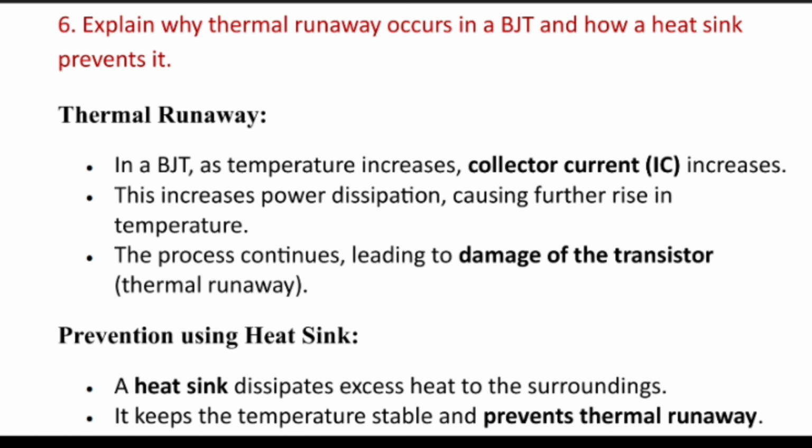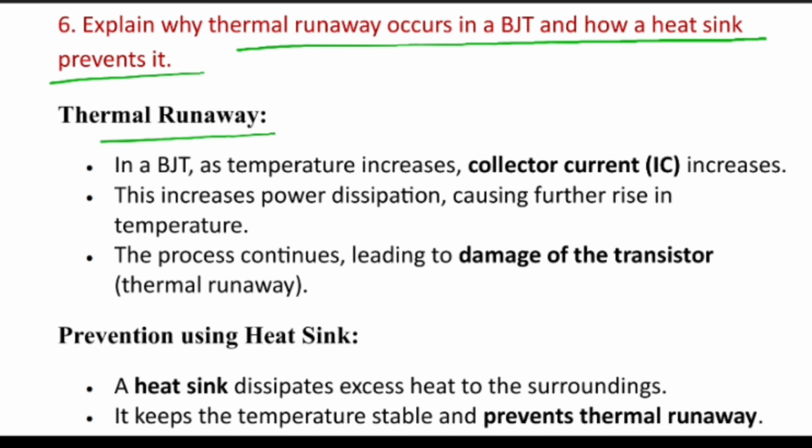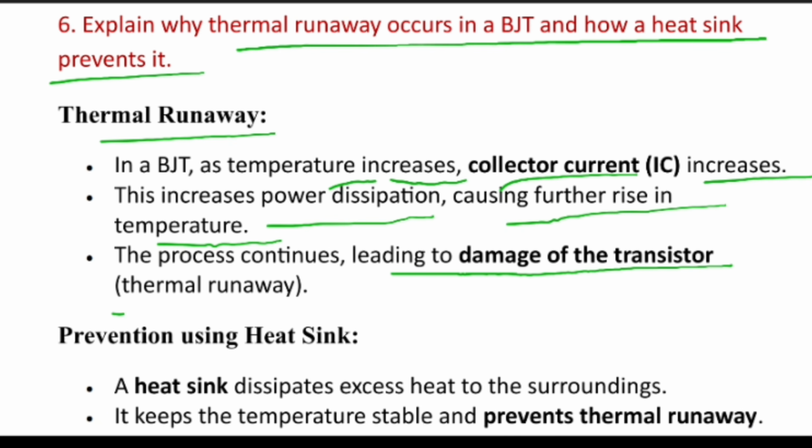Next, explain why thermal runaway occurs in a BJT and how a heat sink prevents it. In a BJT transistor, as temperature increases, collector current increases. The increasing power dissipated causes a further rise in temperature. The process continues and leads to damage of the transistor. That we call thermal runaway.